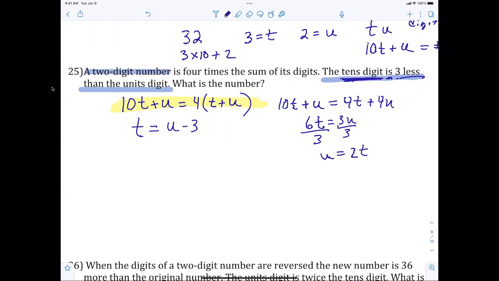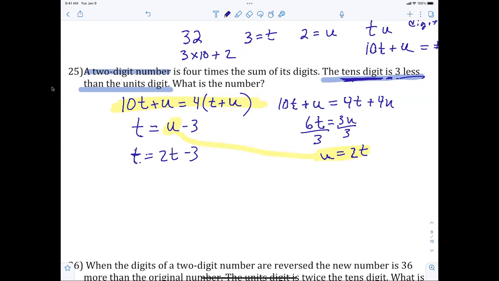Now, Oliver, tell me. Okay. All right. Now, wherever I see a u, I can put what? So here's my equation. I'm putting that u in for this u. And what does u equal? u is equal to 2t minus 3.